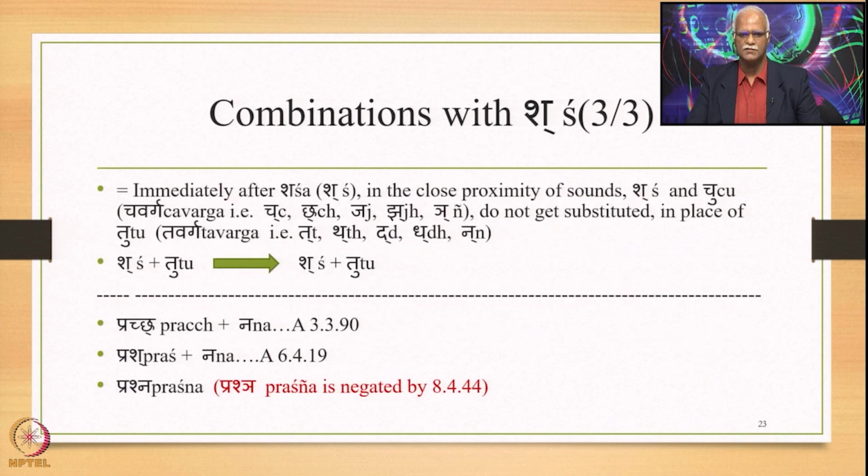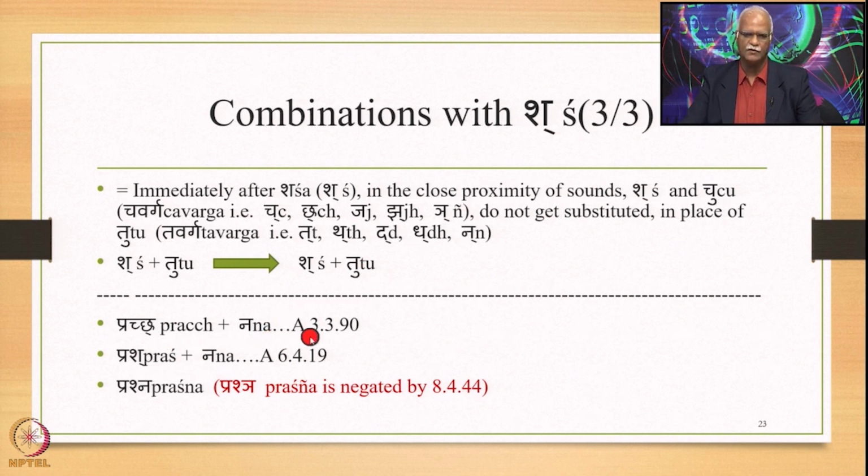What this sutra means is that immediately after sh, in the close proximity of sounds, sh and chu, that is chavarga, do not get substituted in place of tu, that is tavarga. So, if we have sh followed by tu, this tu is not replaced by chu, it remains as it is. This is the input and same is the output. Rather, there is no output, it is same. So, we have the example pracha plus na.